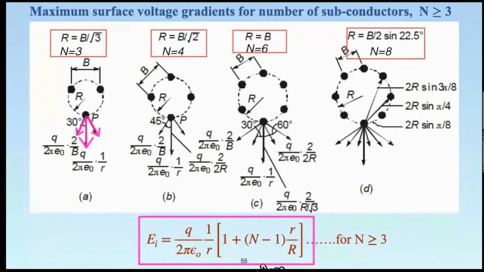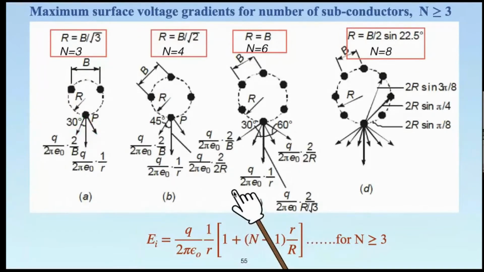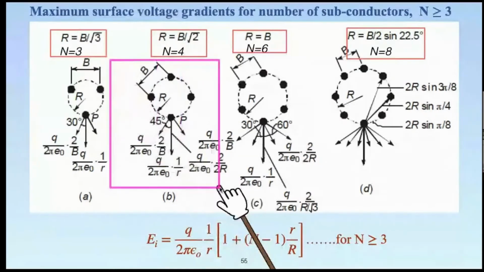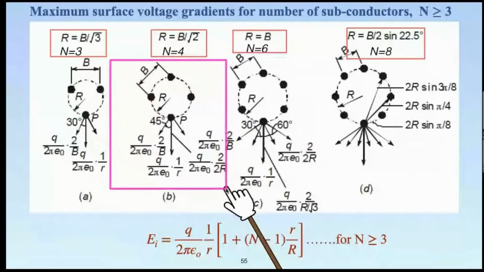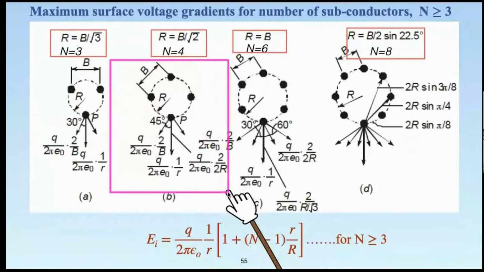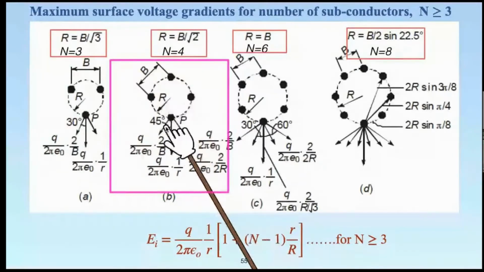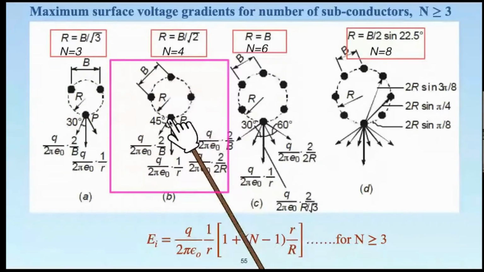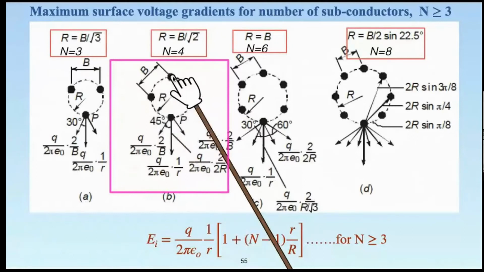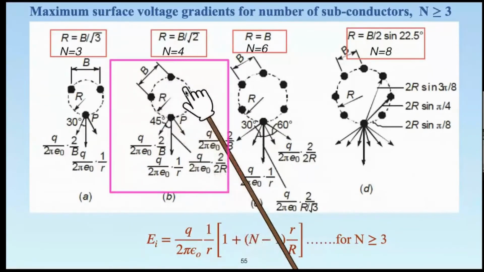So for this, let us consider the second configuration, wherein the configuration consists of this particular type of combination, where you have four subconductors in a bundle. To have a meaningful electric field distribution, they are evenly distributed in this geometry.